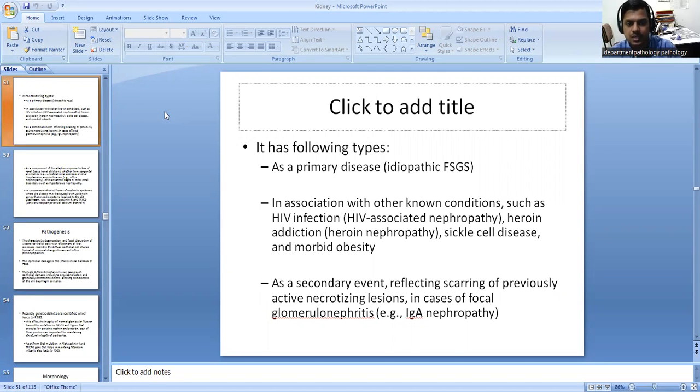It has the following types. As a primary disease, known as idiopathic focal segmental glomerulosclerosis. In association with other known conditions such as HIV infection, it is known as HIV associated nephropathy; heroin addiction, known as heroin nephropathy; sickle cell disease; and morbid obesity. As a secondary event, reflecting scarring of previously active necrotizing lesions in case of focal glomerulonephritis. Example is IgA nephropathy.